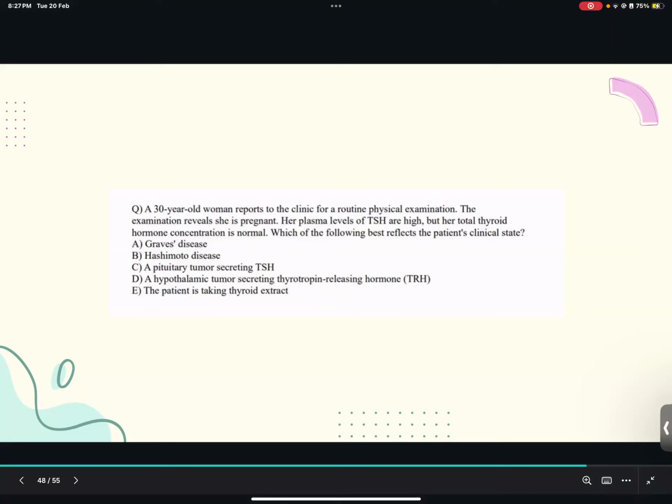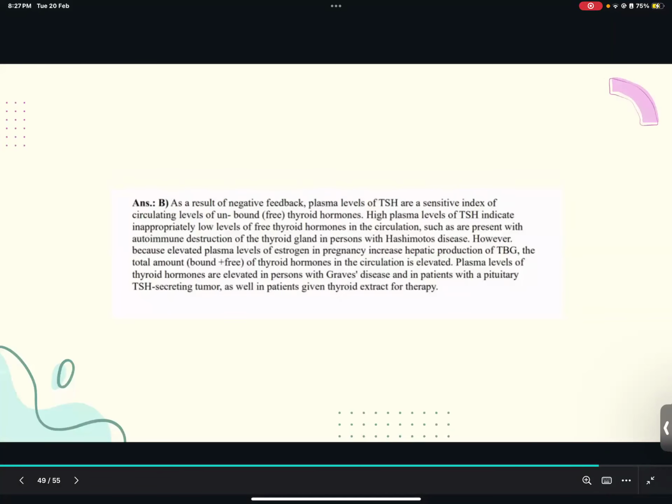They're saying C. Okay, it's not C. Try again. Is it B? It's B. Yeah. Okay. So basically, let's look at the explanation for the answer.